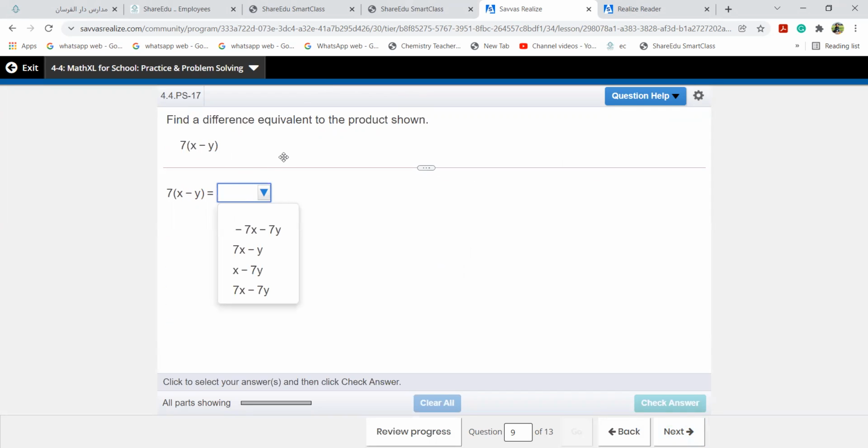Yes, 7. Wait. Malak? Yes, miss. Yes, Malak. What is the answer? Choose. Yes, miss. The answer is 7x and 7y. Very good. Okay, the last one. Excellent here, Malak.